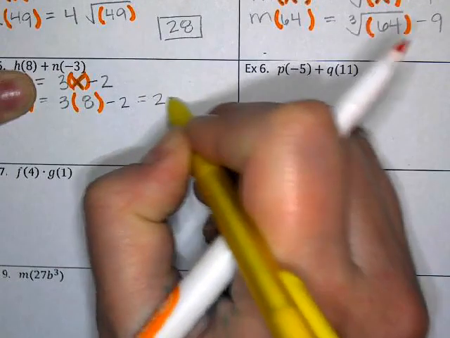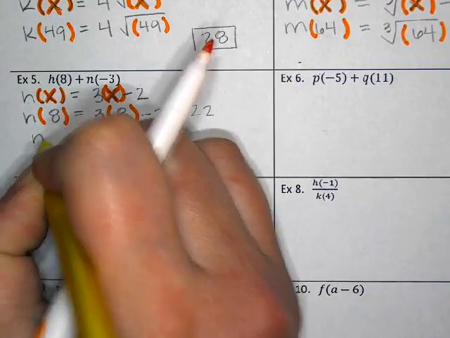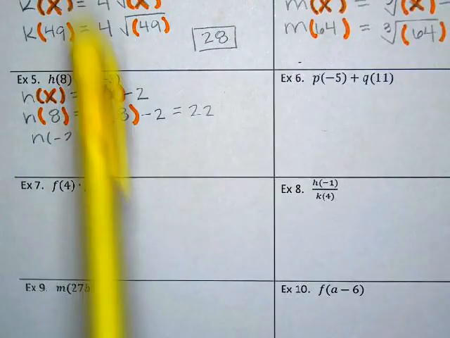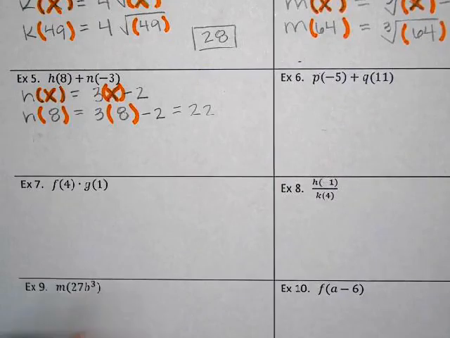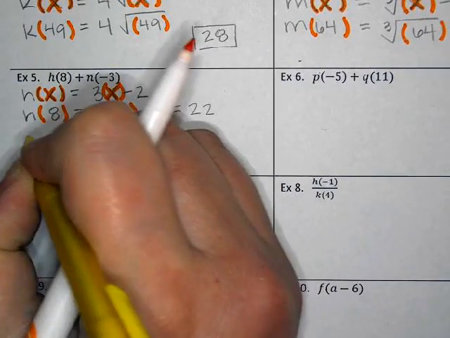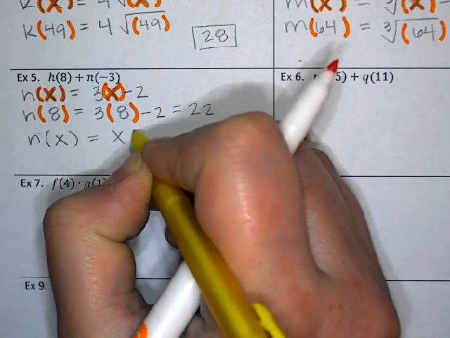Okay, n of negative 3, oops, I'm not plugging that in yet. I'm just writing n of x down. N of x is x to the third plus x.